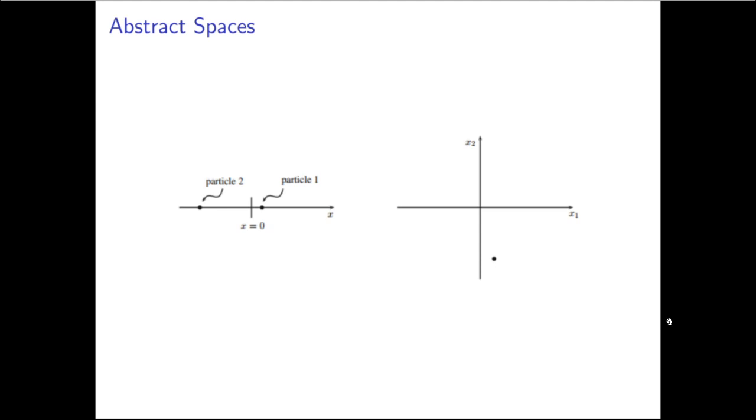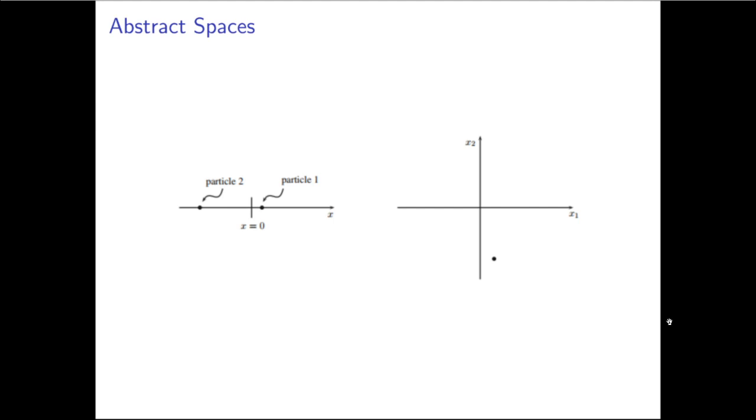So what we see here is another example of an abstract space. This is called the configuration space, which sounds pretty tricky, but it's very simple. If you see on the screen, on the left is a simple one-dimensional axis with two particles in it, one to the left of x equals zero and one to the right of x equals zero. What a configuration space does is transform the first coordinate system into something a bit more elegant.